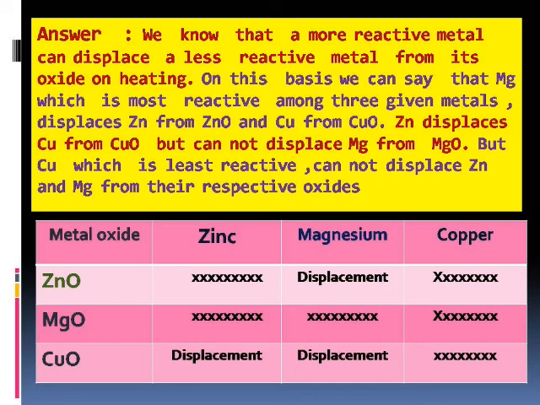Zinc metal is able to displace copper from copper oxide, but copper is not able to displace zinc from zinc oxide. Now copper metal, which is least reactive, is not able to displace magnesium and zinc from their respective oxides.